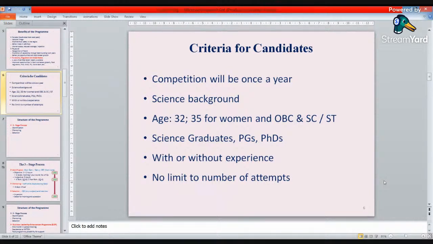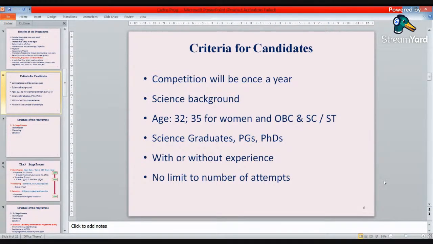And sorry, boys, if there are some boys in this program today, a little favor for the girls. We have kept an age limit of 35 for the women and an age limit of 35 for candidates belonging to OBC, SC, and ST categories. There's also a relaxation in the fee for OBC, SC, and ST candidates. But when it comes to competition, you all have to compete equally. There is no reservation or relaxation in the competition. All of you compete equally.